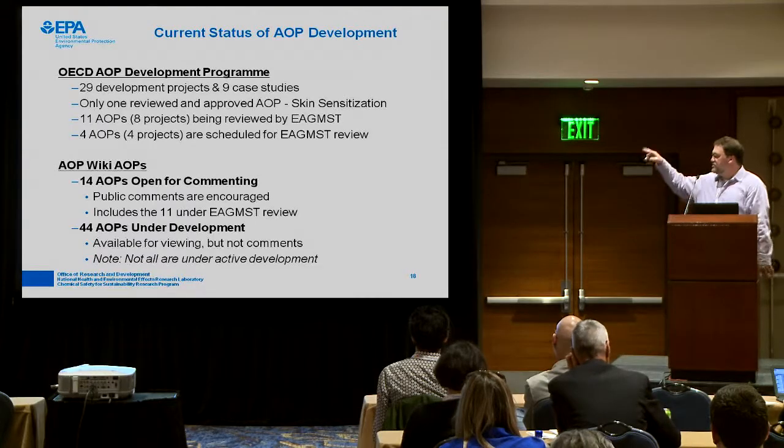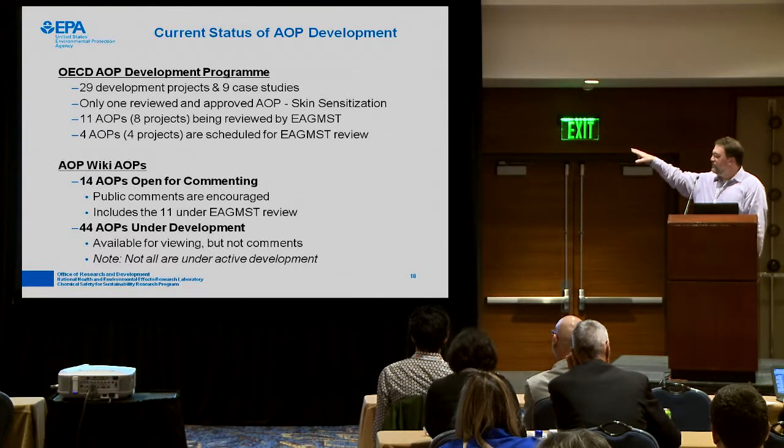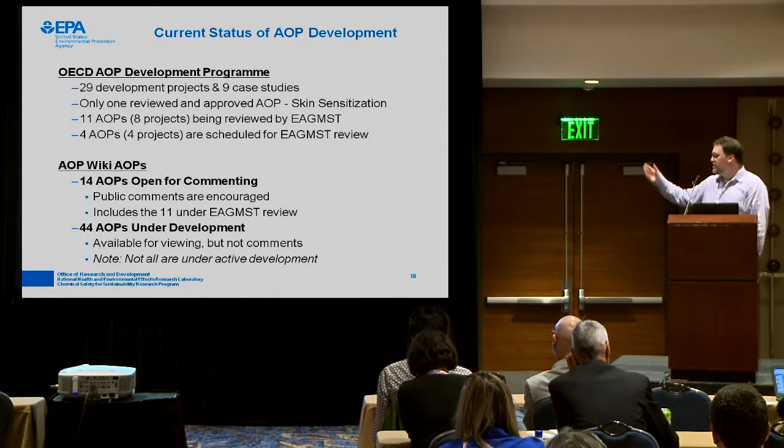If you go to the AOP wiki, there's a link on the left-hand side that says AOP list. If you click that link, all of those AOPs will show up at the top of the page. It will tell you these things are under EAGMST review, and you can look at those AOPs. And actually, anyone can comment on any of those AOPs. In addition to the 11 that are under review, there's 14 total, so an additional 3 are open for public comments, even though they haven't been submitted for review yet.